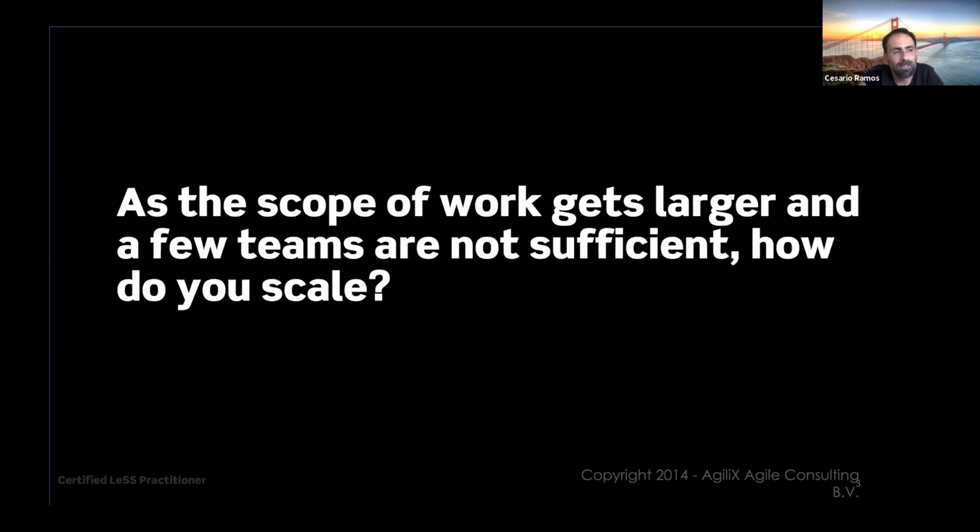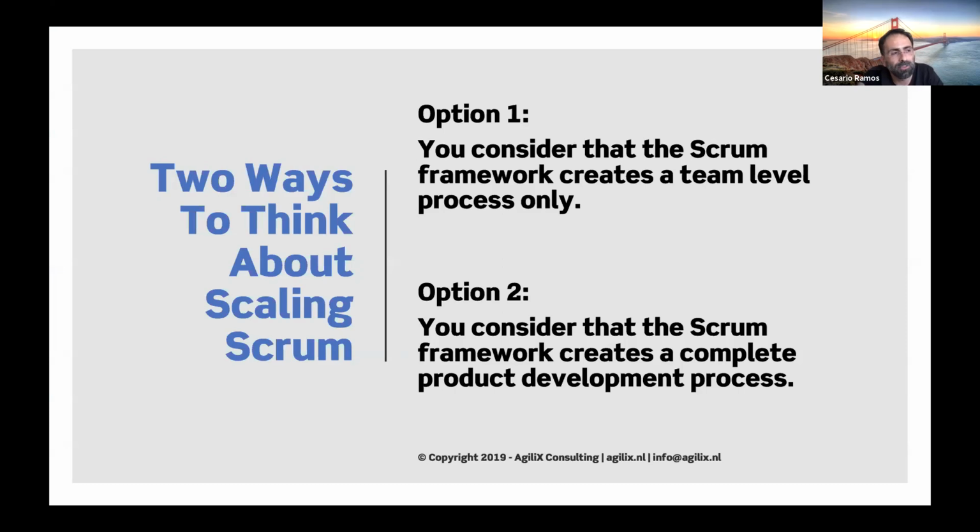If you take a look at the question of scaling, there are a couple of positions you can take. One position would be that you consider that the Scrum framework is a team level process only. So it's a framework for creating a process for a single team. And while you start scaling and adding more and more teams, the question you want to answer is, what do I need to add to single team Scrum so that it can fit inside my bigger complex organization? This is a position you can take, and there are frameworks and methods in the market that actually answer that question, where they consider the Scrum framework a team level framework only.